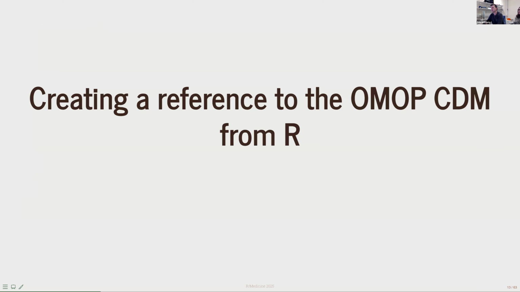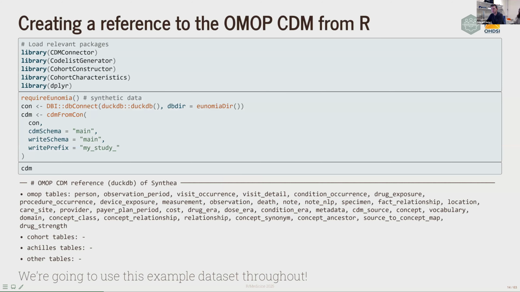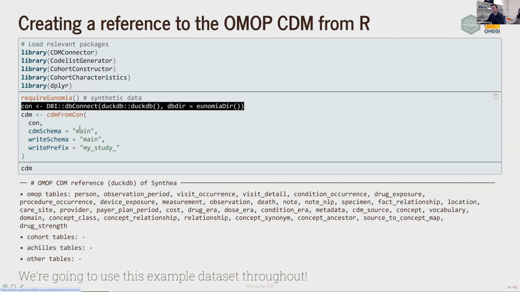Here we're going to work with the OMOP Common Data Model that I mentioned before. So we're going to create this reference to the data. We're going to load a few more packages. A key package now is going to be called CDMConnector. This is our package that works with all the OMOP data sets. We're going to download a synthetic data set that we'll use throughout this presentation called Eunomia. And we're going to use that with DuckDB. So this Eunomia data is in DuckDB.